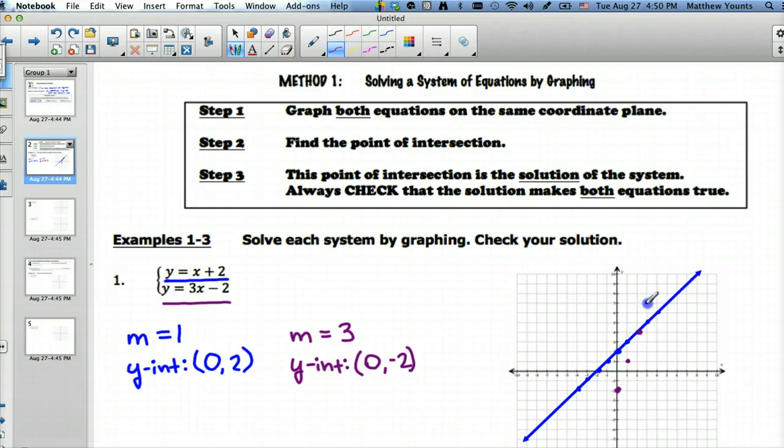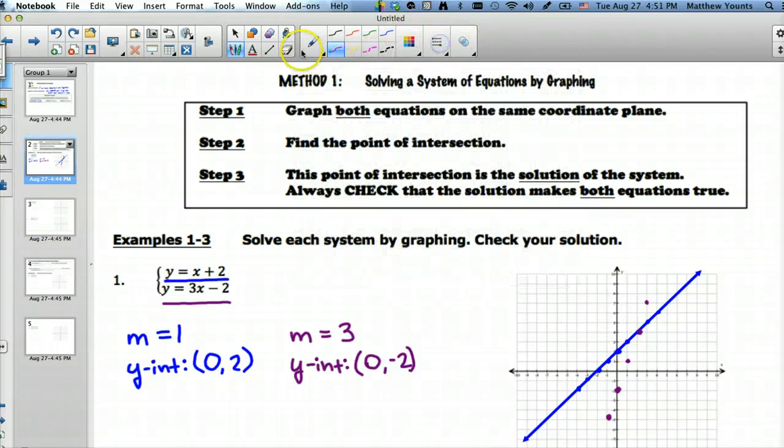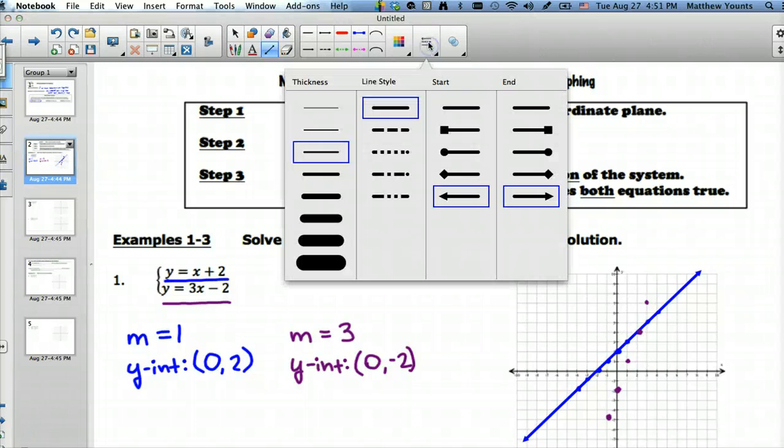And the really important part of graphing a system of equations is you want to look for where those lines are going to intersect. And so obviously you can see I just made this point right here. That would be where my lines intersect. So let me go ahead and finish this line.